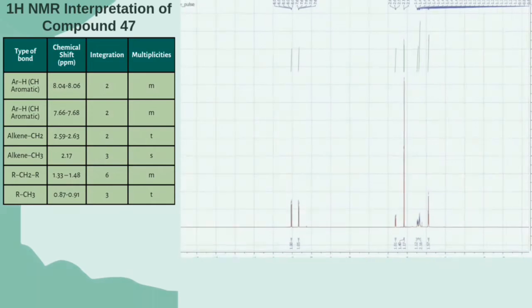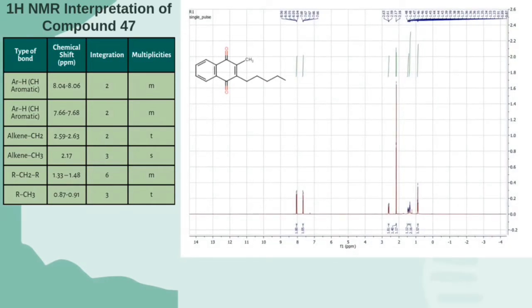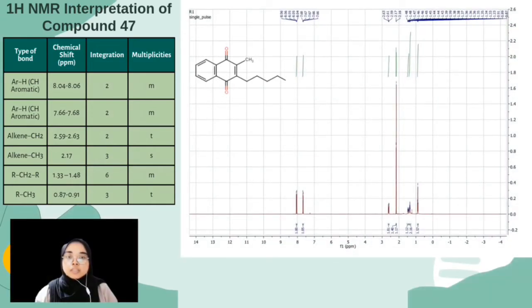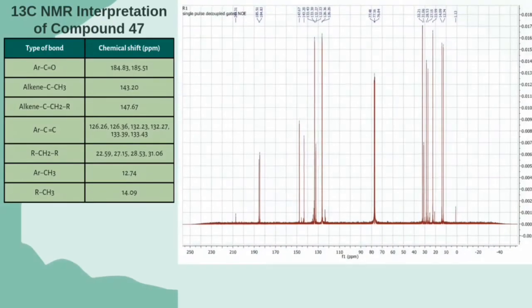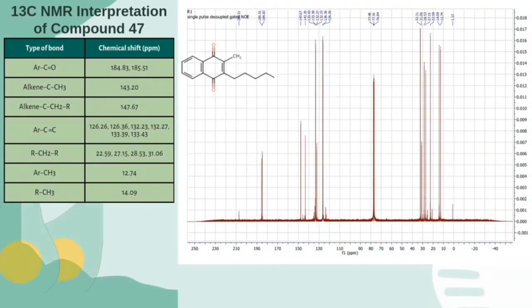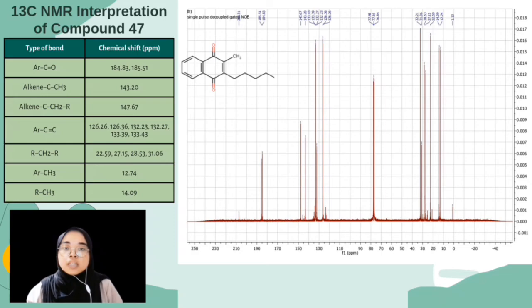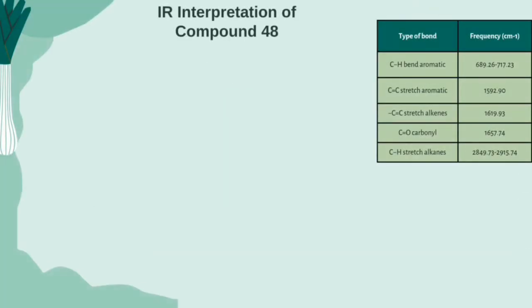As for the proton NMR data, it revealed peaks corresponding to the aromatic protons, CH2 adjacent to the aromatic ring, and also RCH2R and RCH3 groups. The carbon-13 NMR spectrum for compound 47 identified peaks for the C=O group, CCH3 adjacent to the alkene, CCH2 adjacent to the quinone moiety, the C=C aromatic region, and also the alkene chain peaks. Synthesis of compound 48.